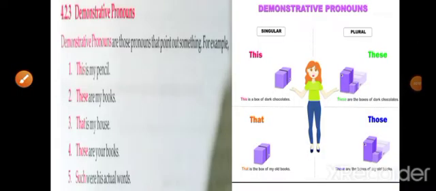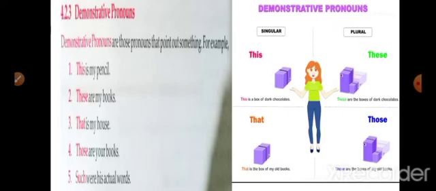Demonstrative pronouns. Demonstrative pronouns are those pronouns that point out something. For example, this is my pencil. These are my books. That is my house. Those are your books. Such were his actual words. In these sentences, this, these, that, those, such are used to point out, that is, demonstrate the object or objects for which they are used.